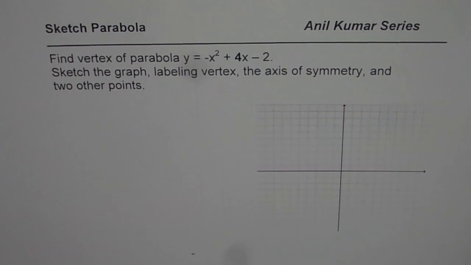I'm Anil Kumar, and now let us learn how to sketch a parabola. Find the vertex of a parabola y equals minus x squared plus 4x minus 2. Sketch the graph, labeling the vertex, the axis of symmetry, and 2 other points.